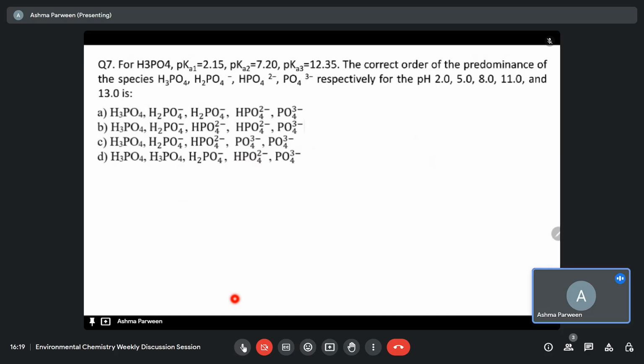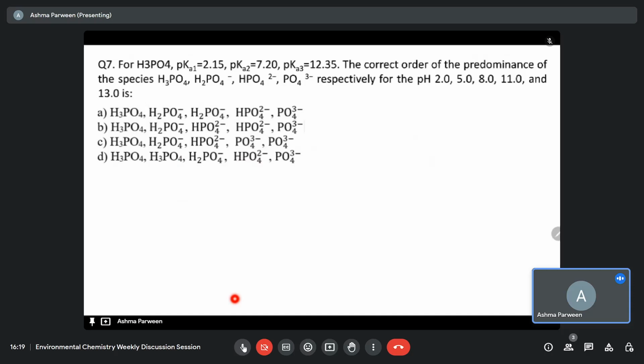Okay, the question is for H3PO4. We have given the pK values for this acid, and we have to find out the correct order of predominance of the species for the different pH values given. So we have to find out, of the 4 species given, which of these species will be dominant at pH 2, 5, 8, 11 and 13.